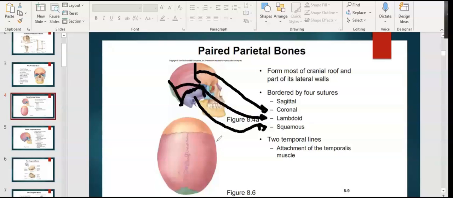And the one that is going in between the two parietal bones, this is one parietal bone, and this is another parietal bone. So in between, this one right here is going to be the sagittal suture, this one right there, sagittal.